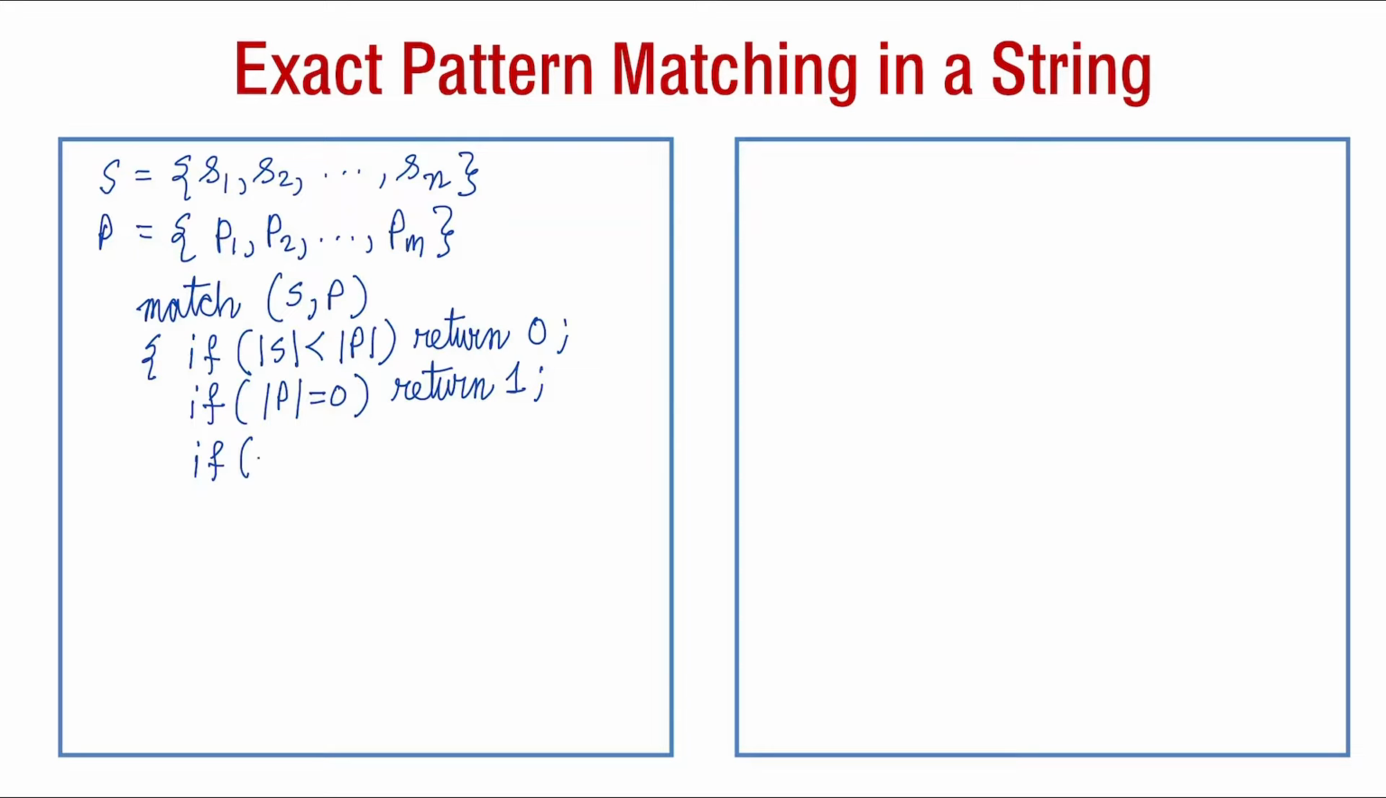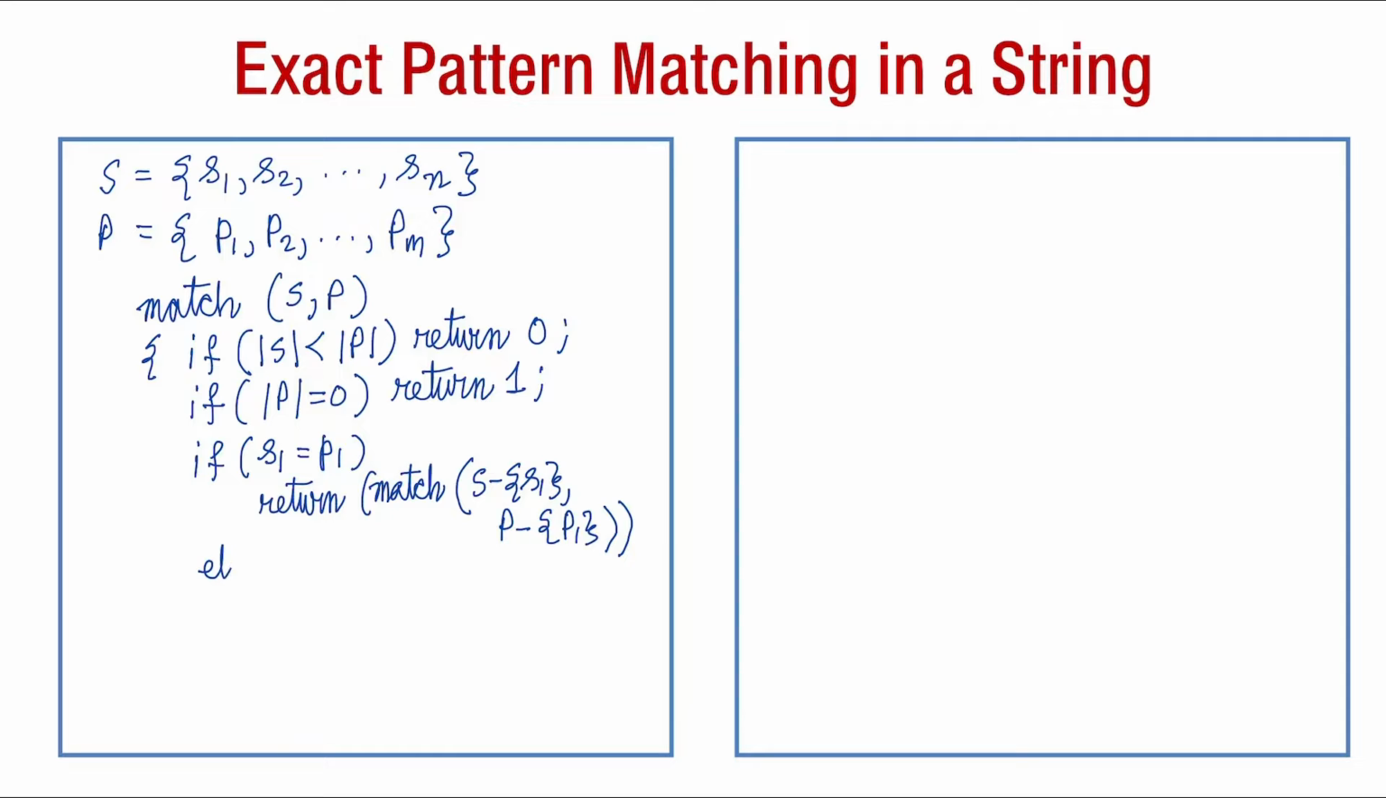If S1 is equal to P1, then we match the rest of the two strings. That means the first elements are matched. So we will return match of S minus S1 and P minus P1. So if the first elements match, then we will match the rest of the elements.